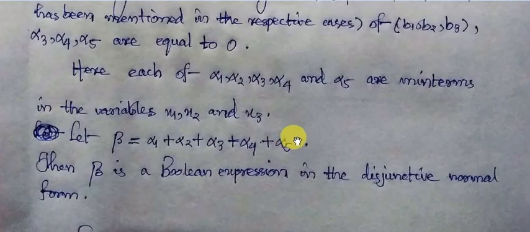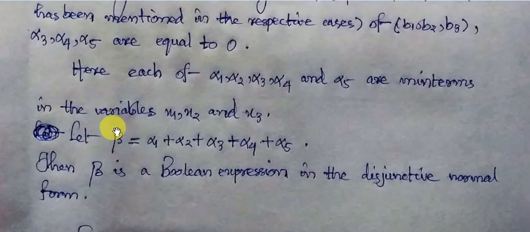And these min terms we have written here from this assignment table of alpha for the corresponding rows for which the value of the original Boolean expression alpha is equal to 1. Being the sum of the min terms, obviously this is in DNF form. This beta is in DNF form, and this is a Boolean expression beta.